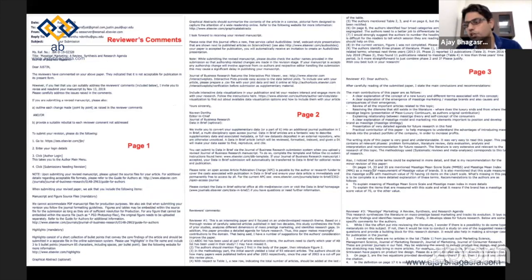Now, this is the reviewers' comment sheet. These are the comments that we got from the reviewers, page 1, page 2, page 3. This is what you get from reviewers and you have to address each one of those concerns. And if you don't address this, you are in trouble. Actually, the reviewer is not going to accept it, right?